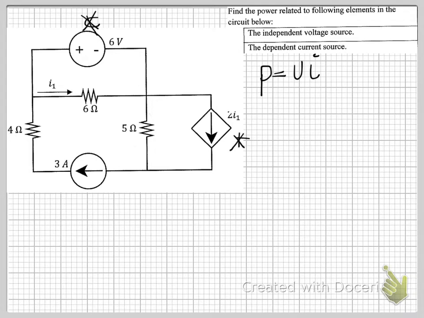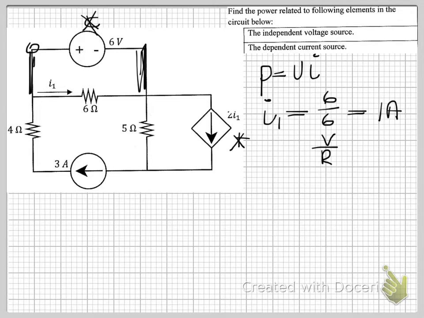Okay, so we know the voltage going across here between these nodes, right? We know that there's 6 volts, and because this voltage is being applied across the resistor, we know that I1 is equal to 6 volts over 6 ohms, which is 1 amp. This is just V over R. That's how I got I1, right?